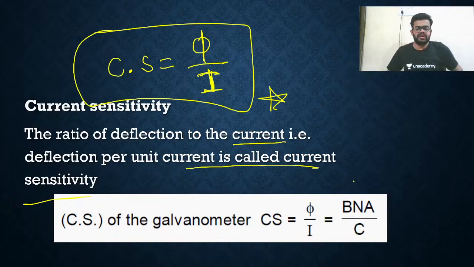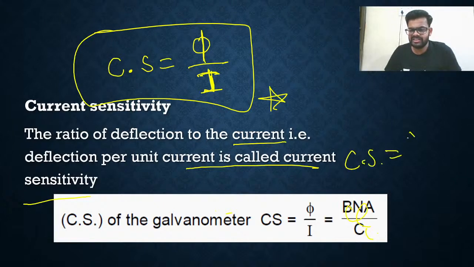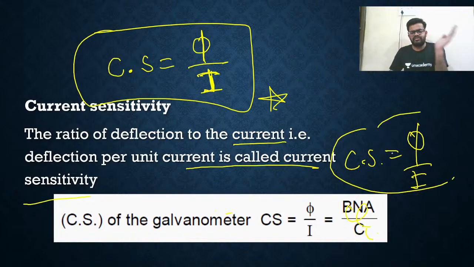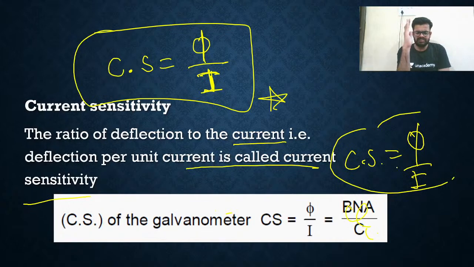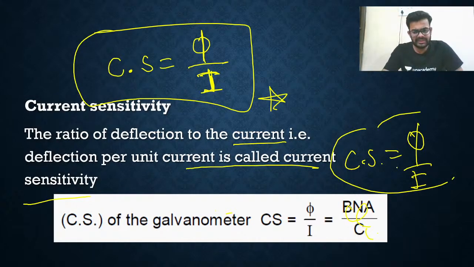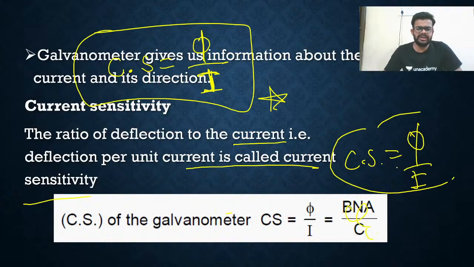So now, these formulas are not needed at all now. You will learn this in the moving coil galvanometer in the magnetism chapters, so no problem about that. Current sensitivity is phi upon I, meaning the deflection of the needle upon current. That's all.